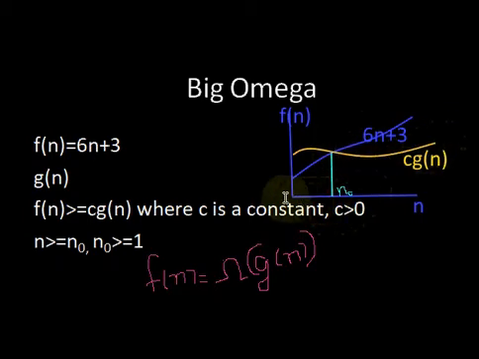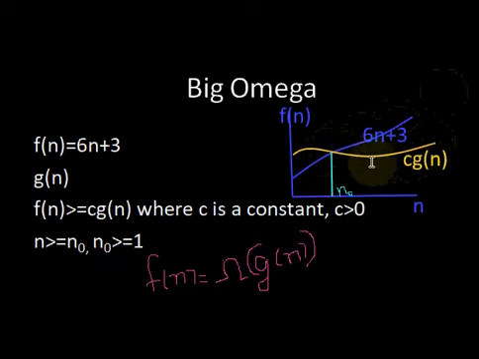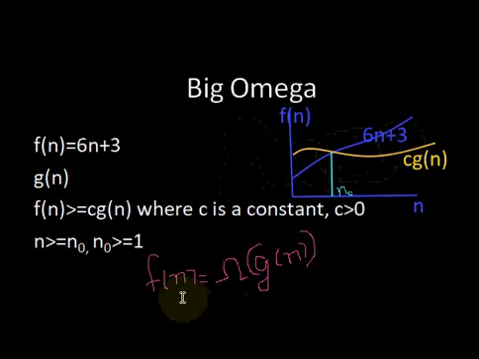So for lower input sizes we don't care. When the size of the input crosses a particular limit and increases beyond it, the function f is always increasing at a faster rate than the function c into g of n. It means the function f of n is never better than the function c into g of n. In other words, g of n is acting as a lower bound for the function f of n. In such a case, we can say that f of n is big omega of g of n.